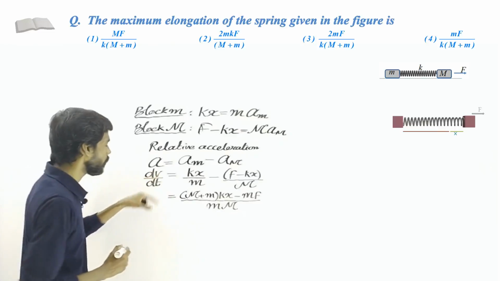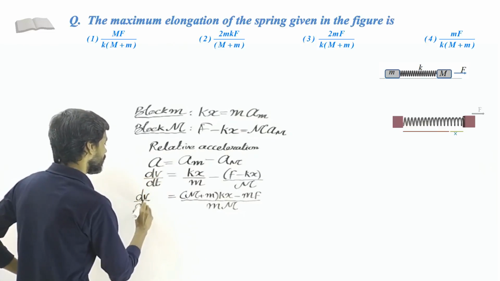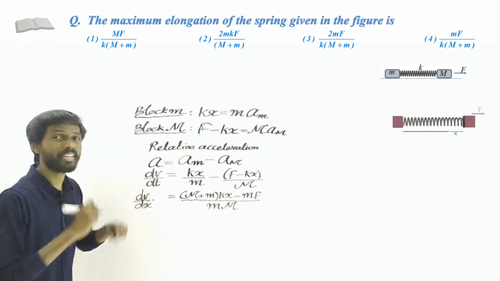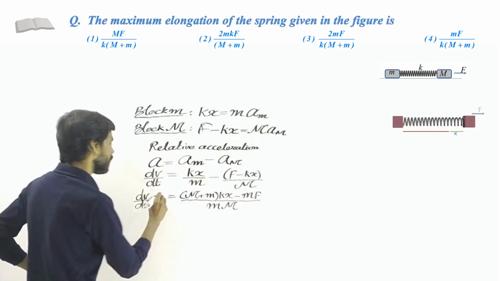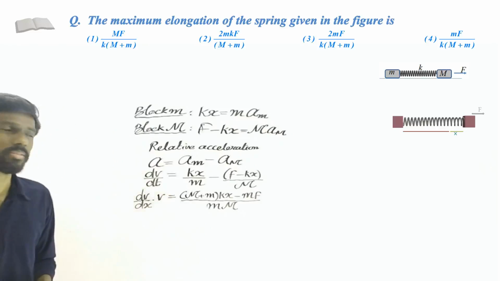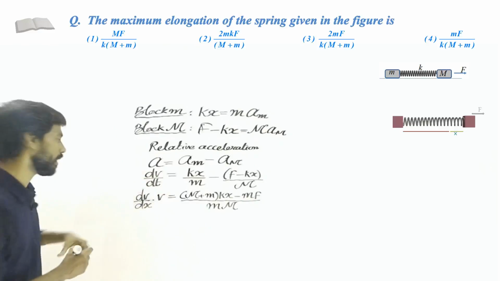So what do you do? dv by dt can be written as dv by dx multiplied by dx by dt. dx by dt is the rate of change of the displacement, that is v. So that's what we did already. Now v dv can be integrated.